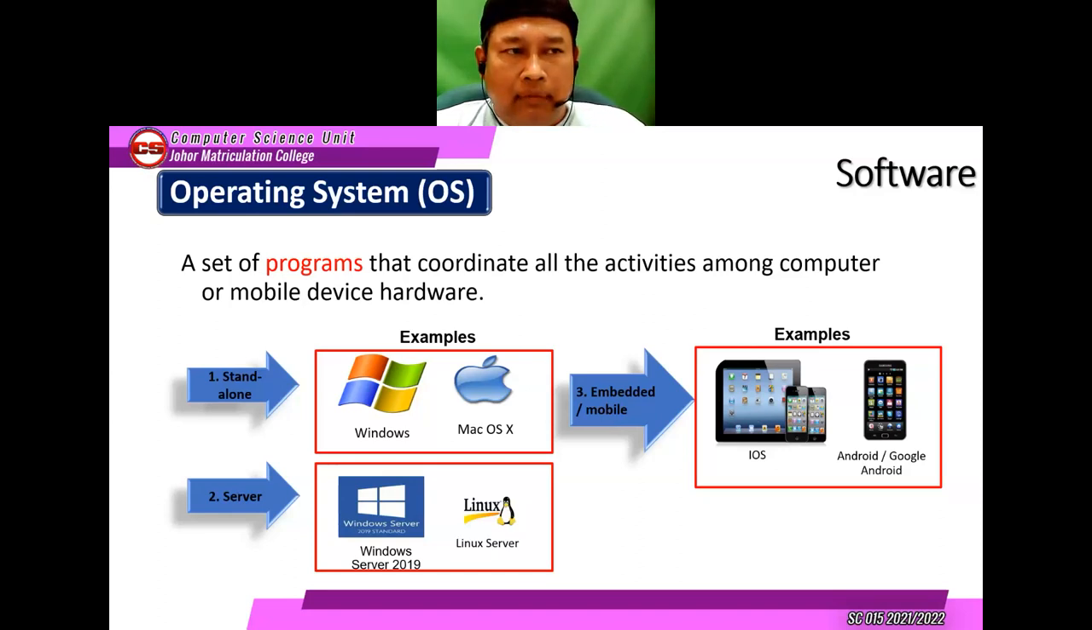Baik. Number three type of operating system is embedded or mobile. Embedded mean kita beli saja device, dia dah siap-siap dalam device kita sudah ada operating system. For example, you buy a phone, automatically the phone has an operating system. Kita membeli handphone selain dari Apple, automatically dalam tu ada OS Android. Kecuali Apple, dia menggunakan iOS. Dan jika anda menggunakan BlackBerry, kita menggunakan OS Symbian.